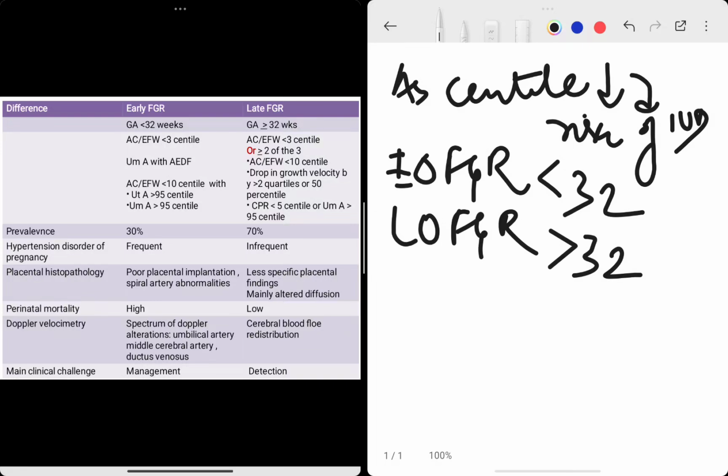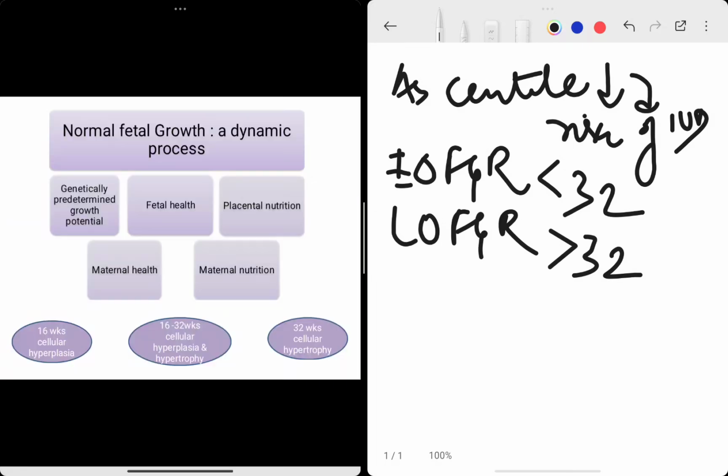A spectrum of Doppler alteration from umbilical artery to middle cerebral artery to ductus venosus is seen, while in late FGR cerebral blood flow redistribution is seen, and hence the CPR is less than 5th percentile, while the umbilical artery is more than 95th percentile. In early FGR the main challenge is the management, while in late FGR the main challenge is in its detection.